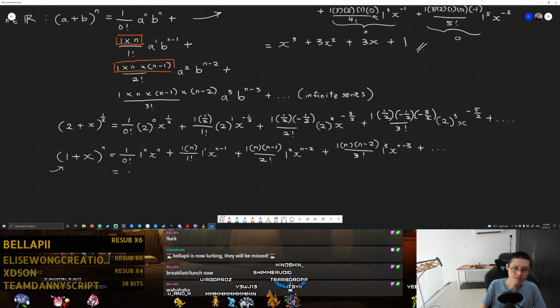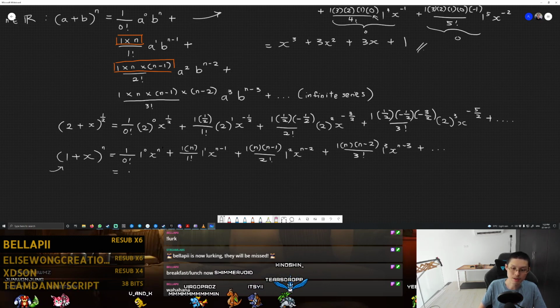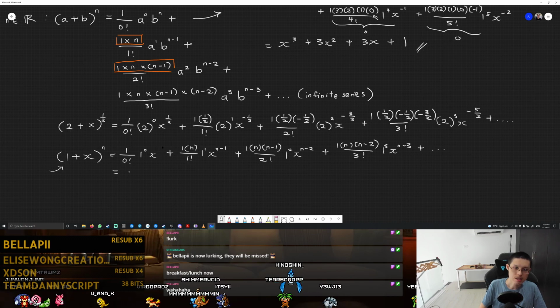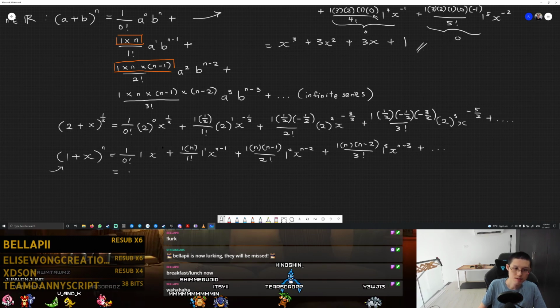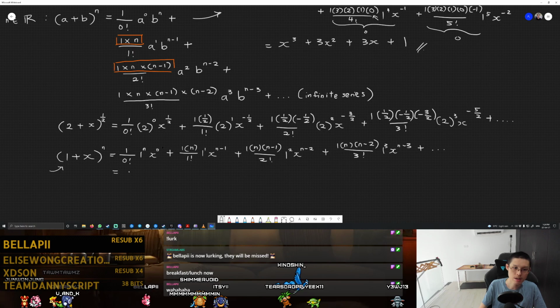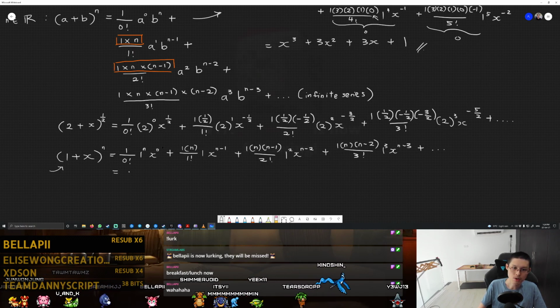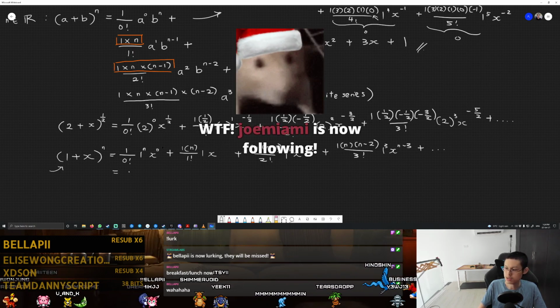Wait a minute. Oh, I think I did it the other way around. So in the book, I think they've swapped this around. So this is n, this is 0. They swapped the order around, but it actually doesn't matter because it is symmetrical anyways.